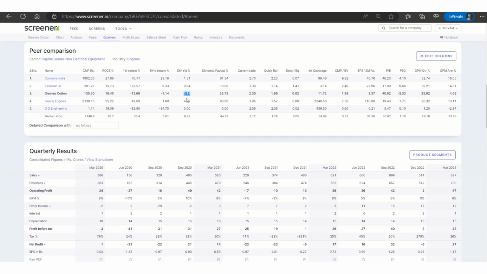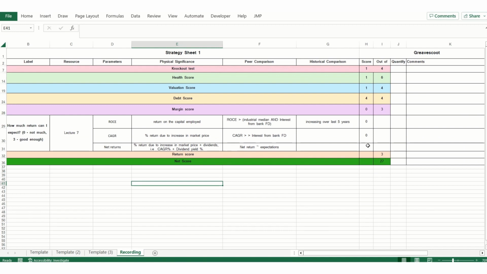I mean, if you add your dividend yield with the net return, it is still way less than the bank FD. So this basically means that in the last 5 years, it would have been very much beneficial to invest your money in the bank FD rather than in Greaves Cotton. This is what it really means. But this doesn't give you the future outlook of the picture, but definitely this gives you the history. Okay, so the return score is 0.